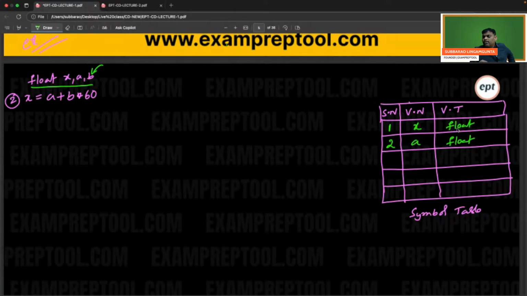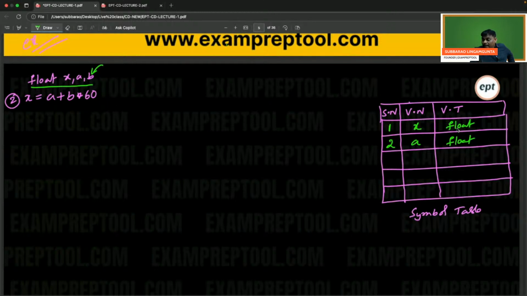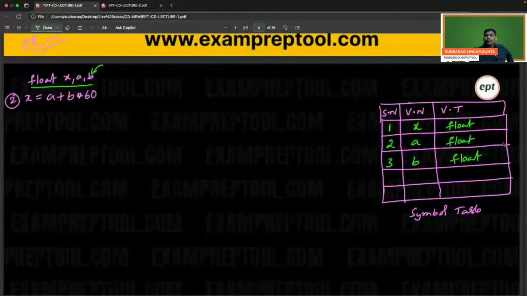By seeing the declaration, the compiler will call the semantic analyzer. It will say, hello semantic analyzer, it is a declaration, meaning data types are there. Please take these data types and store in the symbol table. So 3 and B and float. Declaration time only, we will get to know data types.